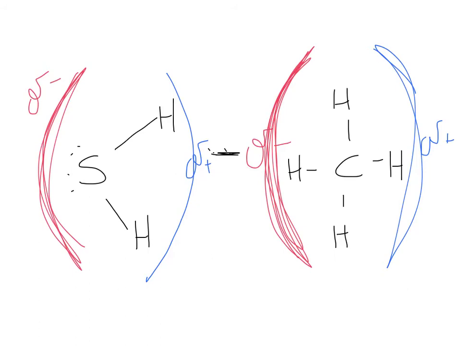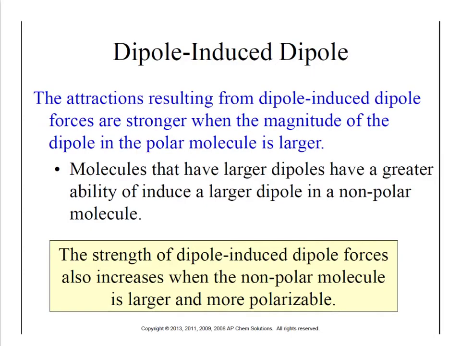This is going to be a much weaker bond than a hydrogen bond or even a dipole-dipole bond. So a dipole-induced dipole bond is weak, but it's enough to offer a little bit of attraction between these two molecules. So there's two factors that can affect dipole-induced dipoles.